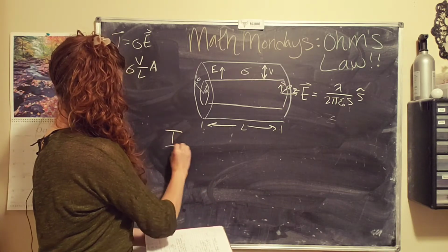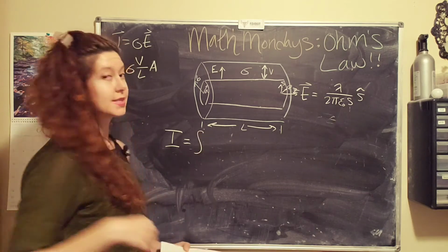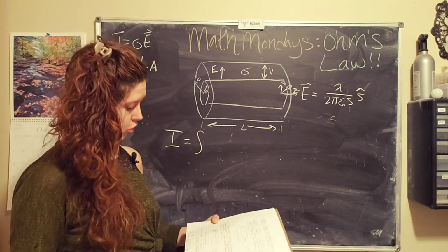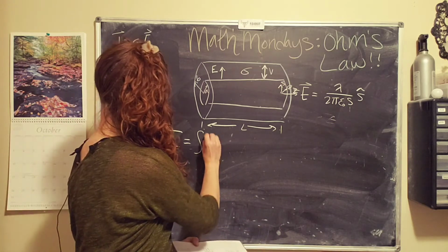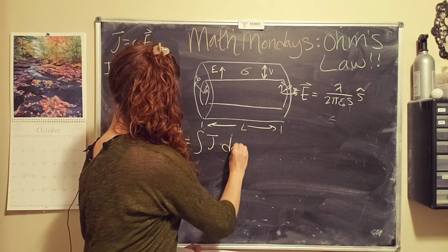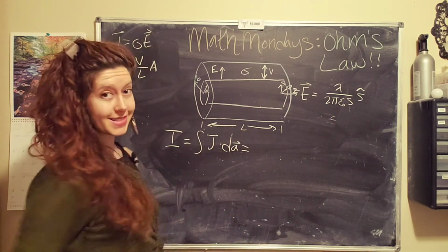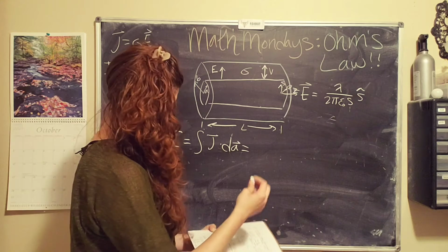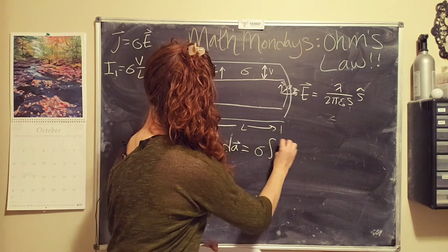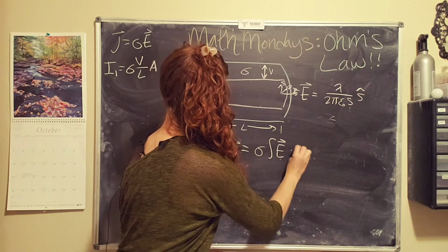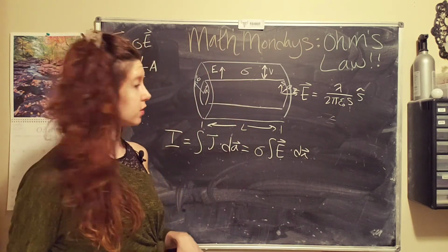Now the current in this case, we need to sum up over all of the contributions of the current density. It's not the caps in this case. So we have J times dA, and we're going to replace current density with the electric field. So we can pull out sigma, and we have E dot dA. And now we need to take a second and look at the geometry of our situation.